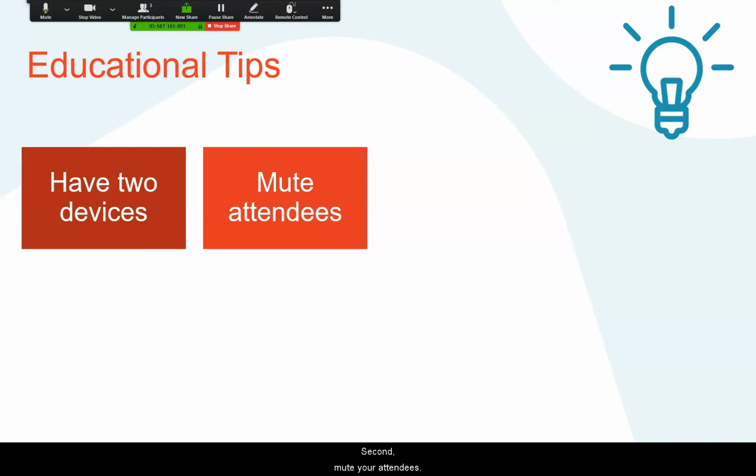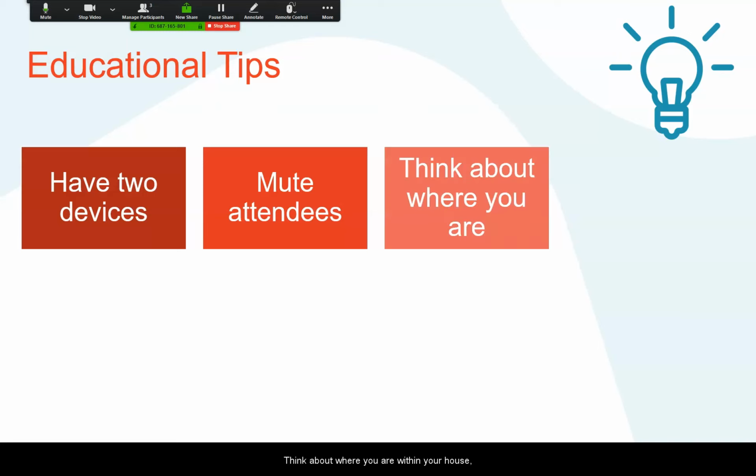Second, mute your attendees. So find the box, mute attendees upon entry. This will stop any latecomers arriving, opening up their mic and any background sound coming through, therefore stuttering your delivery and the experience of your learners.